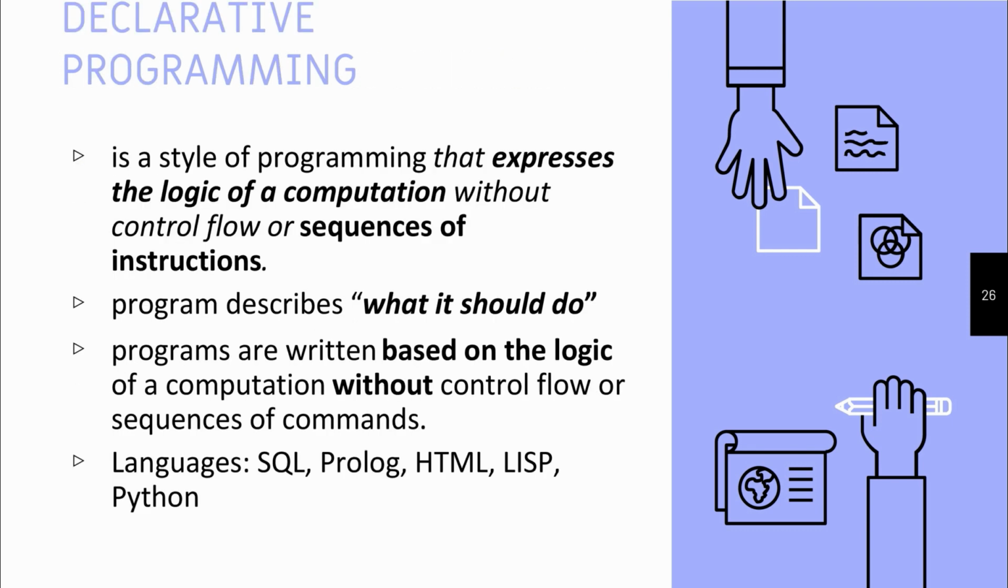Okay, as for the declarative programming, it is a style of programming that expresses the logic of a computation without control flow or sequences of instruction. Maksudnya, program tu is focus more on describing what it should do. Okay, kalau imperative tadi, how it should be done, right? Kalau declarative, what it should do. Okay, so programs are written based on the logic of a computation without control flow or sequence of commands. So, examples are like SQL, Prolog, HTML, dan banyak lagi lah.